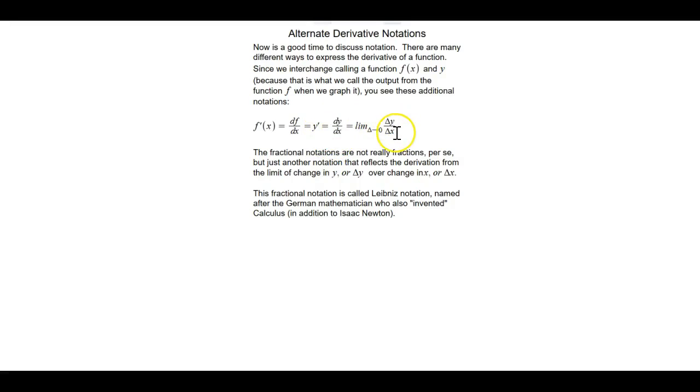And then delta y over delta x is an expression for the difference quotient, and the derivative is the limit as delta x goes to 0. There should be an x there. Delta x goes to 0. So these notations with the fractions are called Leibniz notation. And they're not really fractions per se, but they look like it to us.